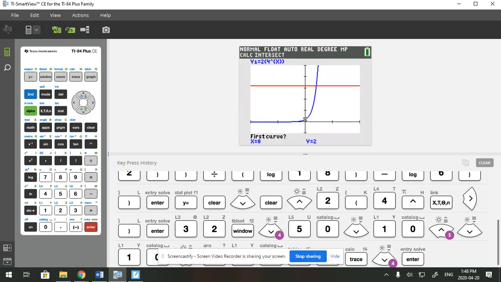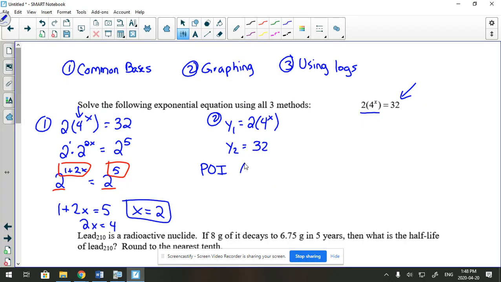And then you're just going to hit enter for your first curve, second curve, and then you're going to take a guess, move that cursor over to about where they intersect. And I can see their point of intersection is at 2.32. And then your x value of your intersection is your solution. You know we did it right because it matches the first one.